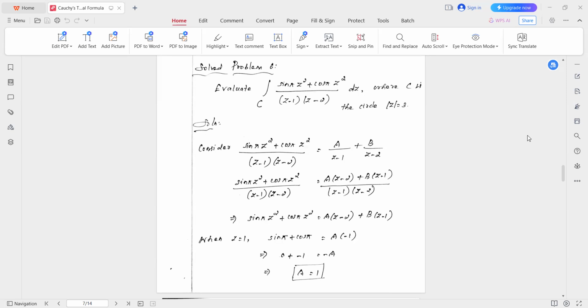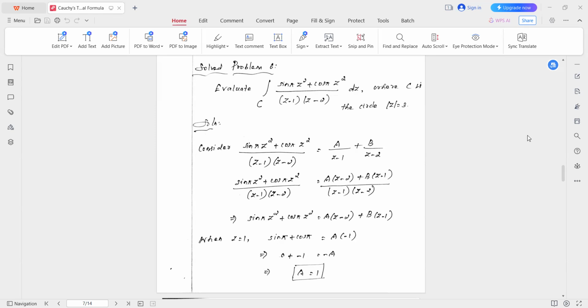So in this video, we are continuing the problems involving Cauchy's theorem and Cauchy's integral formula. Okay. So the next problem is: evaluate the integral over C of (sin πz² + cos πz²) divided by (z − 1)(z − 2) dz, where C is the circle |z| = 3.